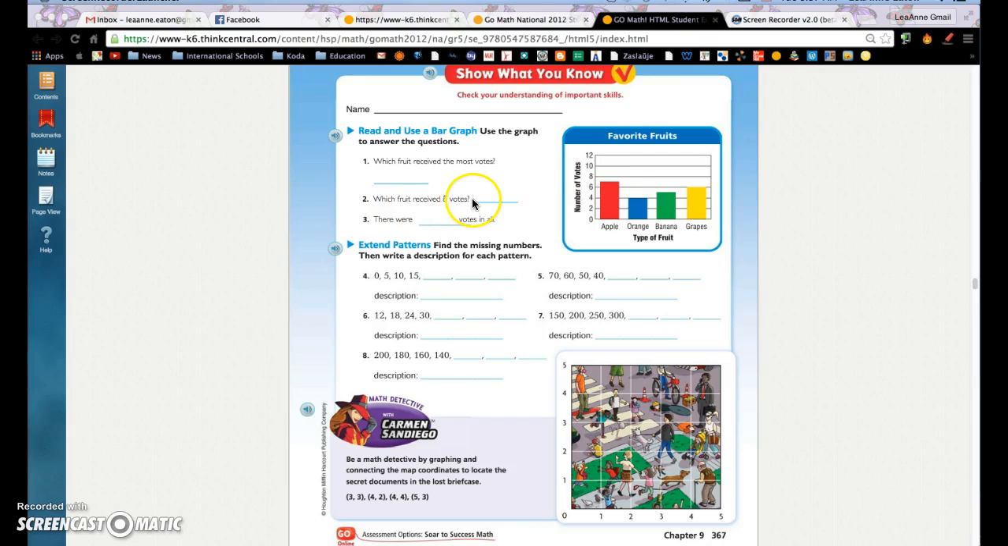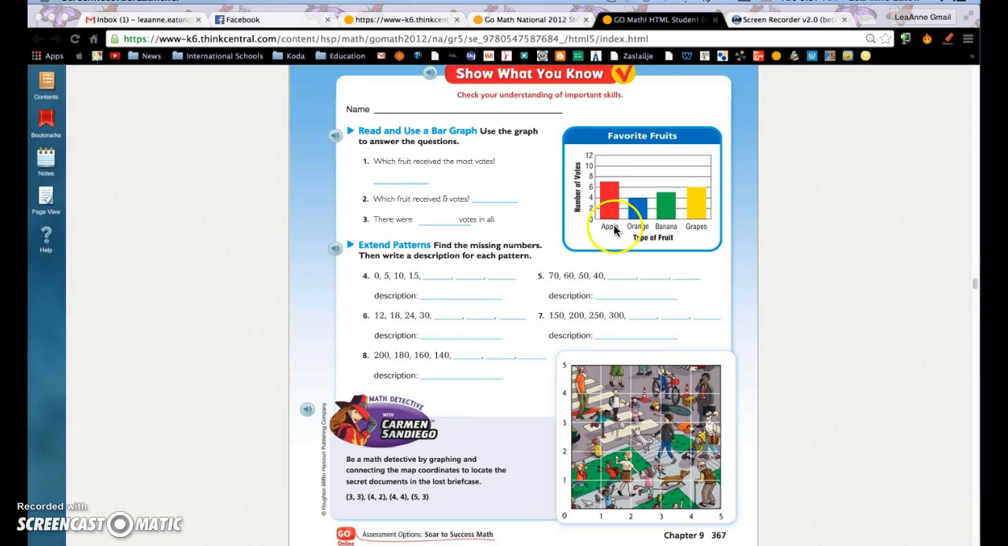Which fruit received 5 votes? Well, we go over here to the number of votes. And we see it's counting by 2s, so we know 5 is going to be in between the 4 and the 6. So we just go over. Oh, look, banana has 5 votes.